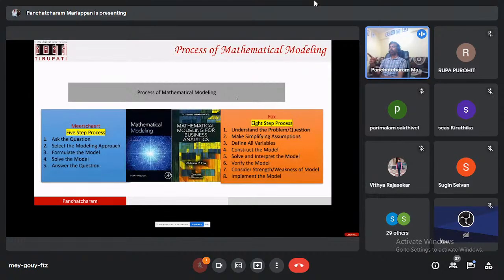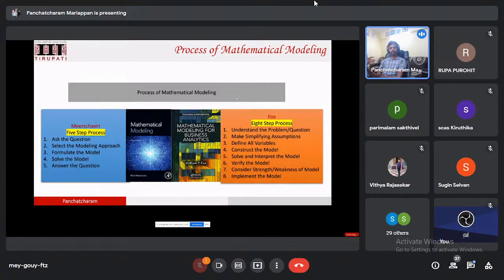And Mark Mirza is saying a 5-step process: first ask the question, then select the modeling approach, then formulate the model, solve the model, then answer the question. Then Fox is saying an 8-step process, and apart from that he adds one more step, which we will see in more detail next. You understand the problem or the question first, then make simplifying assumptions, then define all variables, then construct the model, solve and interpret the model, then verify the model, then see the strengths and weaknesses of your model, and then implement the model.